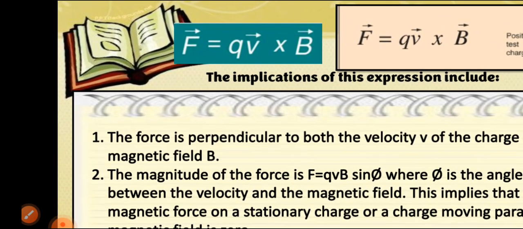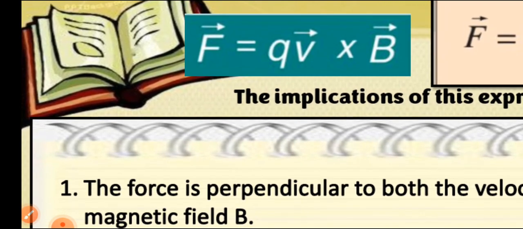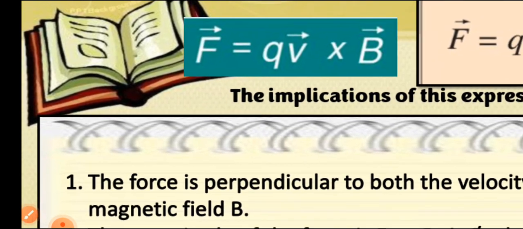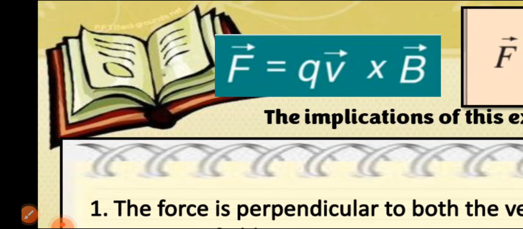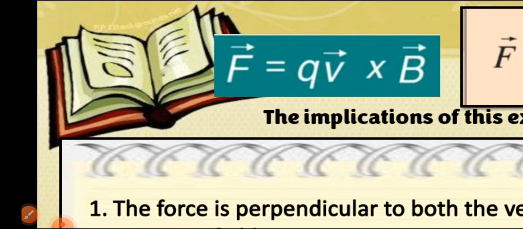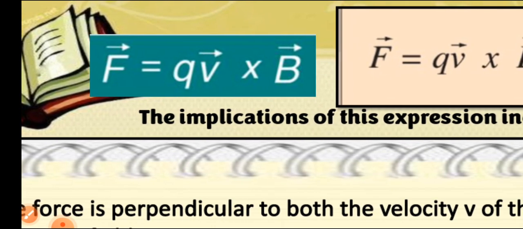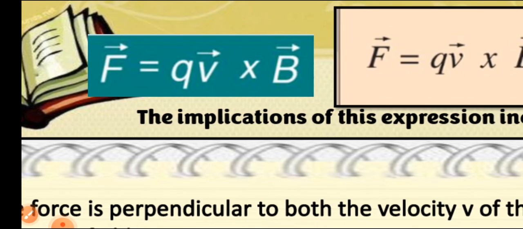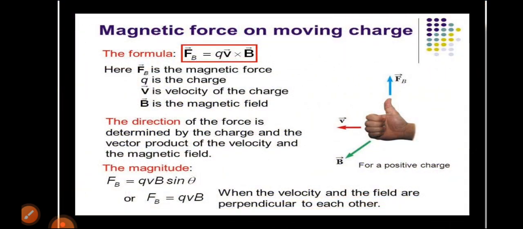Take note that the Lorentz force law uses this equation, F is equal to q times v times B, where again, q is the electric charge, v is the velocity, and B is the magnetic field. And of course, that arrow above is showing the direction of a certain variable. So here, that will be the formula of the Lorentz force law.